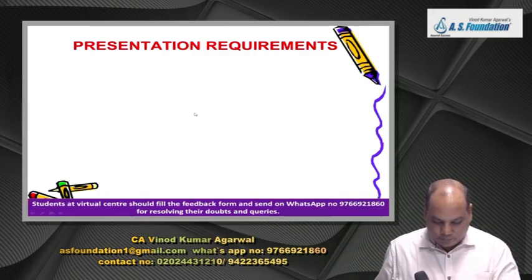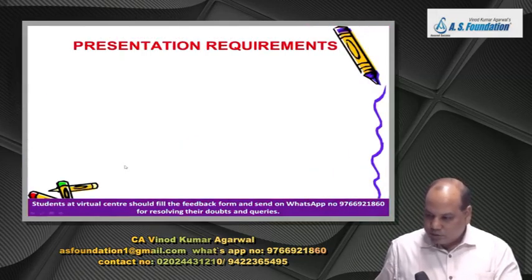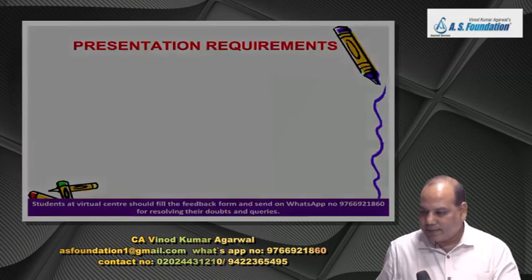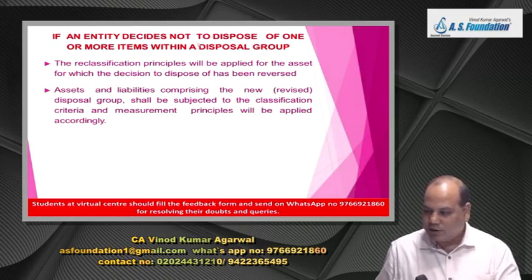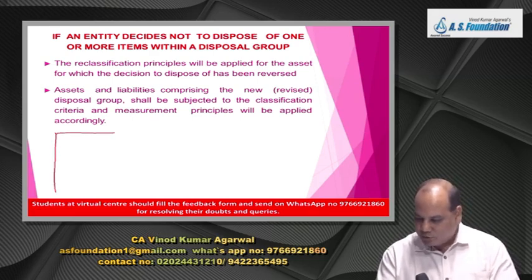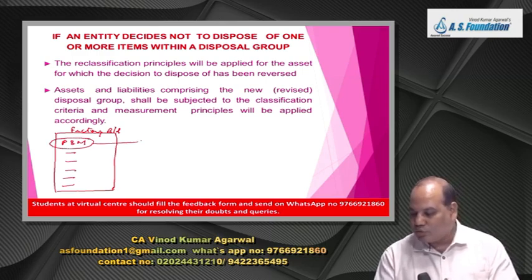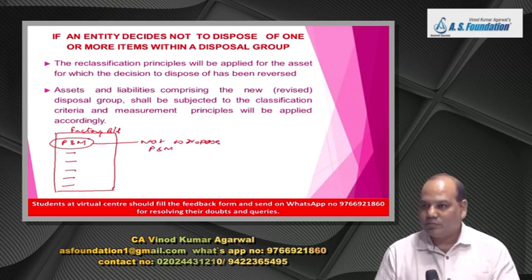Now next paragraph, paragraph 19. Let me see whether I have written that on the screen. Yes, paragraph 19 on the screen. If an entity decides not to dispose of one or more items within a disposal group, this is another peculiar situation. This is my disposal group consisting of factory, building, which may include plant and machinery and other items. They may decide now not to dispose of the plant and machinery.